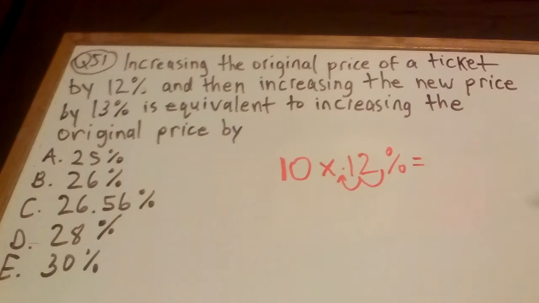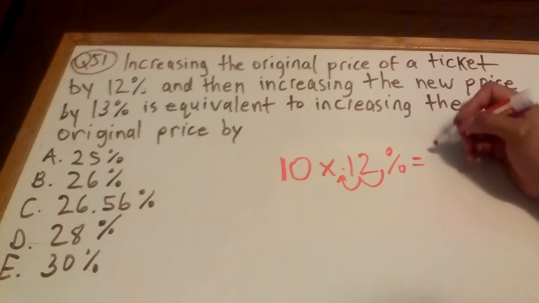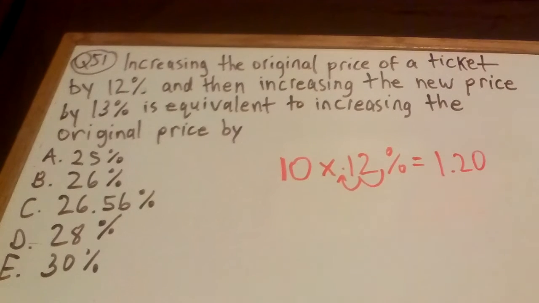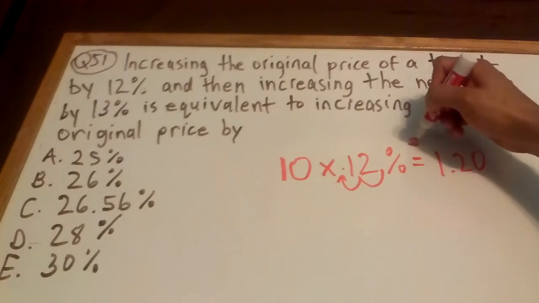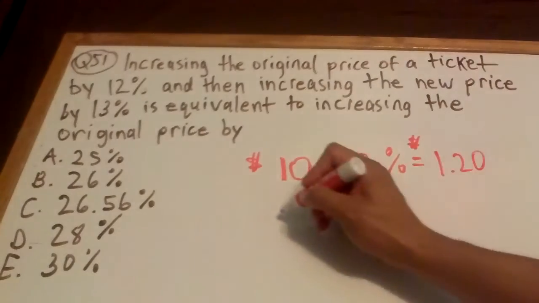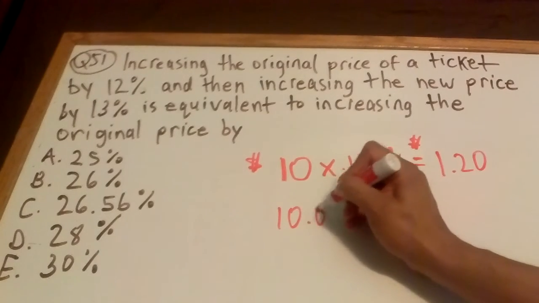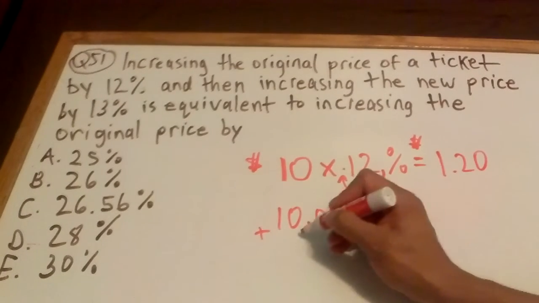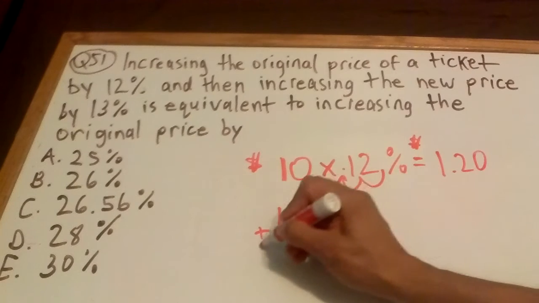And what does that give us? It gives us some number. So let's take a look. Let's see. It gives us 120. In this case, it's $1.20. And this is really $10. All right. So the numbers changed. Let's see. 10 plus 1.20.